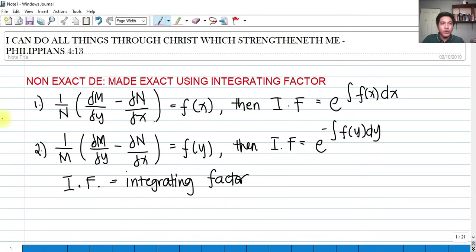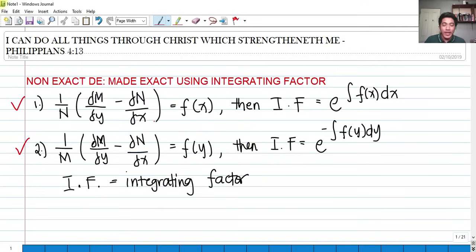Okay? And for number 2, if we're going to use this formula, 1 over m multiplied by partial of m with respect to y minus partial of n with respect to x is equal to f of y, then our integrating factor would be a little bit different: e raised to the negative of the integral of f of y dy. Okay? So, the goal for the integrating factor is to make it as simple as possible.